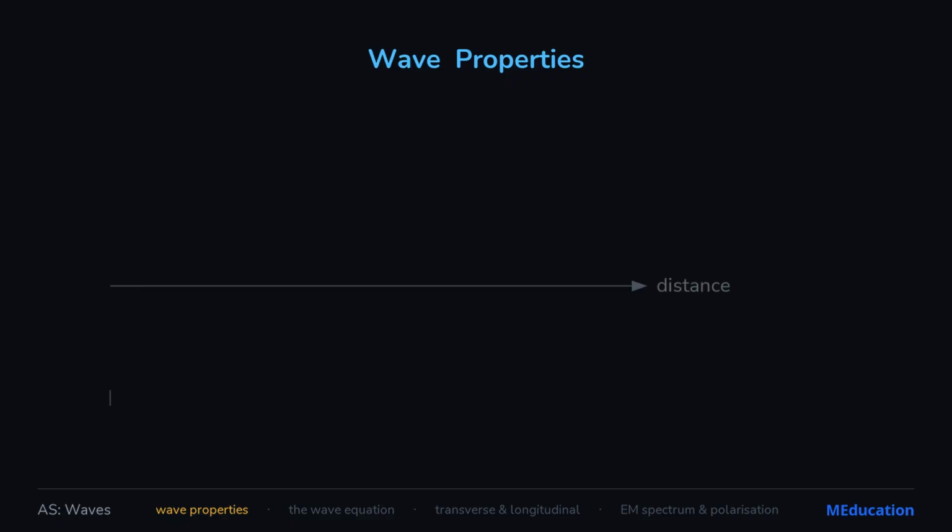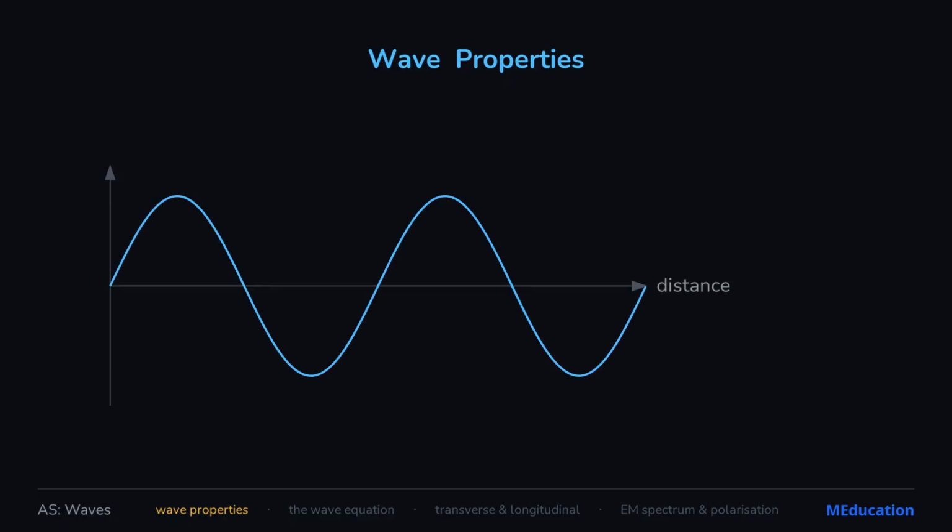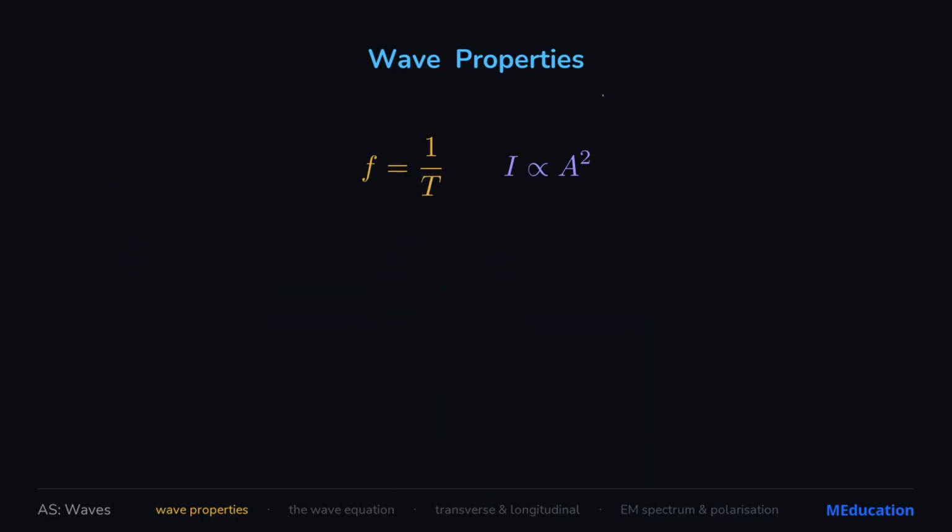Every wave is described by the same handful of quantities. The amplitude is the maximum displacement from the rest position, and it sets how much energy the wave carries. The wavelength is the distance for one complete cycle, from crest to crest. Together they give the shape of the wave frozen in space. Two more describe the wave in time.